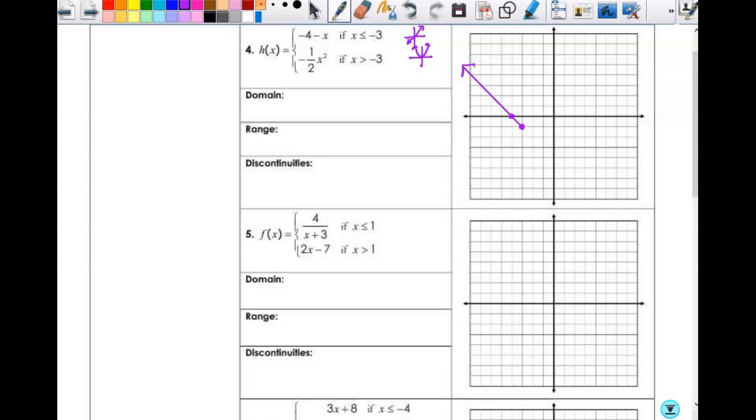So then I'm going to graph the quadratic. So the first thing I do is take that negative 3 and substitute it in. So negative 1/2 times negative 3 squared. So that's going to be a positive 9 times a negative 1/2, negative 9/2. So when x is negative 3, y is negative 9/2 or negative 4.5 when I go put it on the graph. 1, 2, 3, 4.5, and it is open.